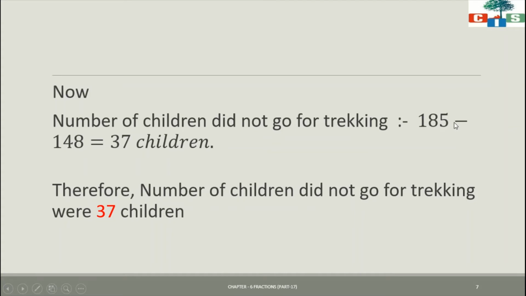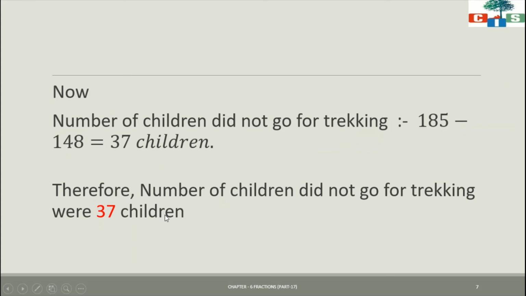So here we see number of children who did not go for trekking is 185. 185 represents total number of children in a class, minus 148. This 148 represents number of children who went for trekking. Okay, when we subtract this, we will get a difference of 37. It means 37 children did not go for trekking. So the final statement will be number of children who did not go for trekking were 37 children.